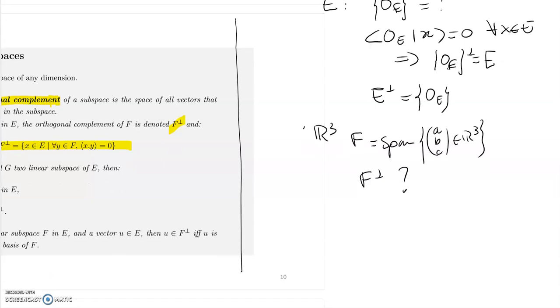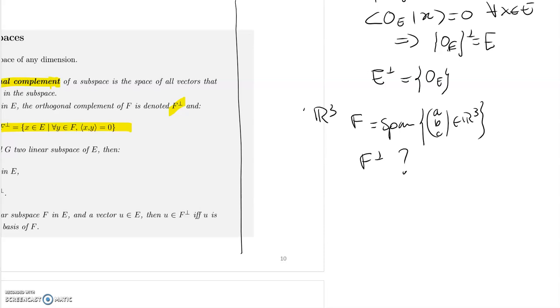So, answer to the previous question. What is the orthogonal of a space that has dimension 1, that is spanned by one single vector? We're looking for x such that x is in R3, with components x, y, and z, such that the inner product of x with the vector (a, b, c) is equal to 0. What defines all these x's?